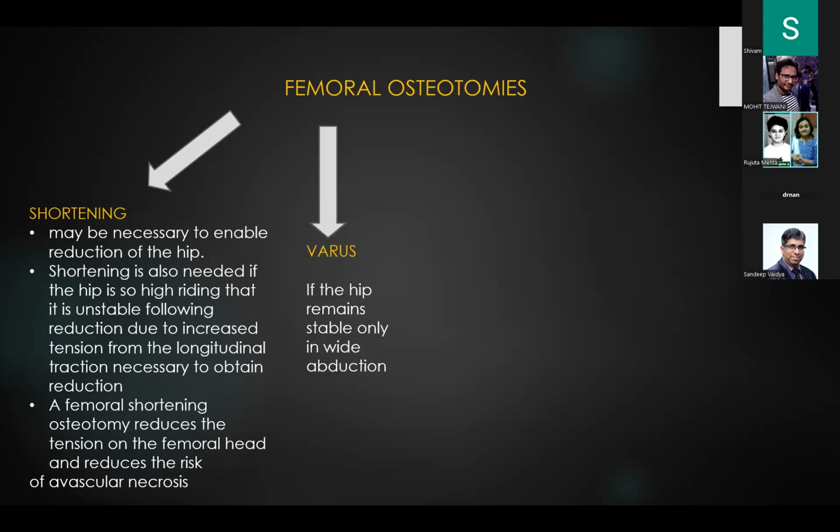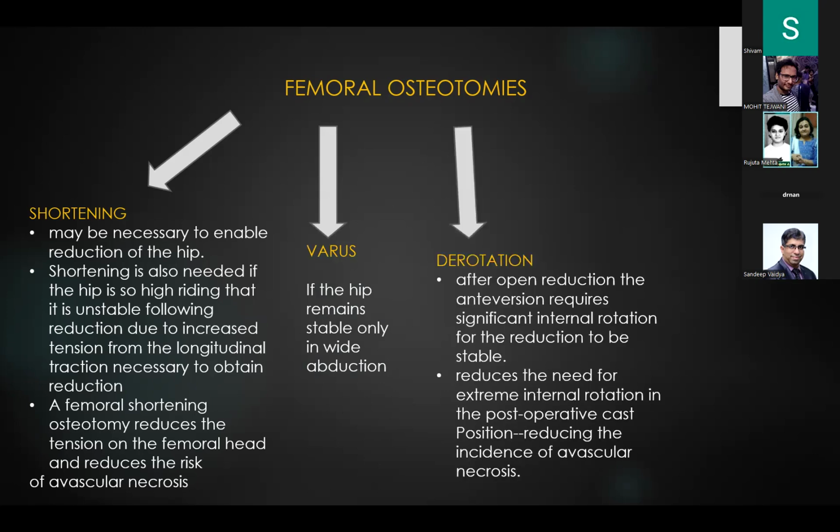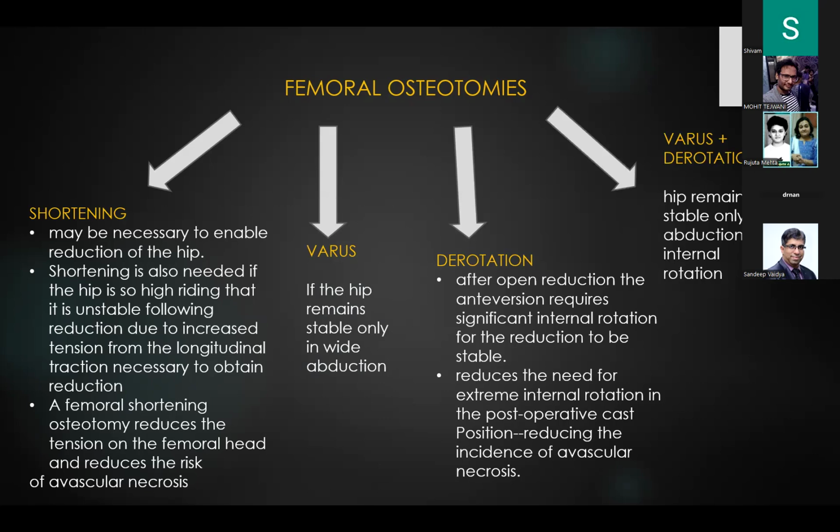A varus osteotomy may be needed if the hip remains stable only in wide abduction, and a derotation osteotomy after open reduction if the anteversion requires significant internal rotation for the reduction to be stable. It reduces the need for extreme internal rotation in the postoperative cast position, reducing the incidence of AVN, avascular necrosis. So varus plus derotation may sometimes be necessary together.